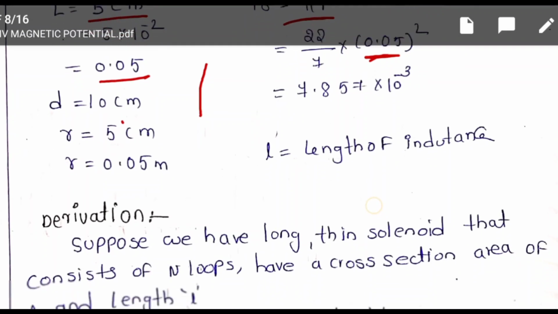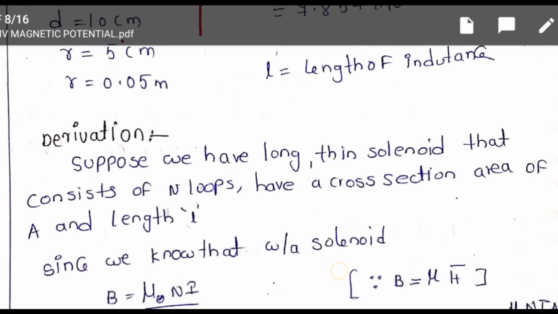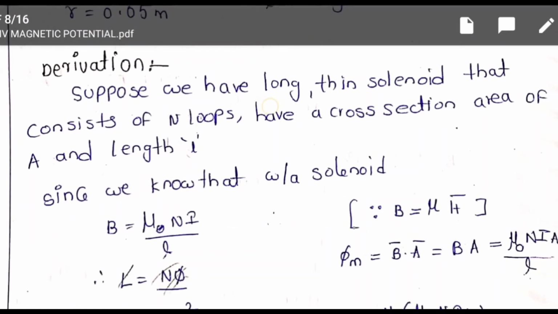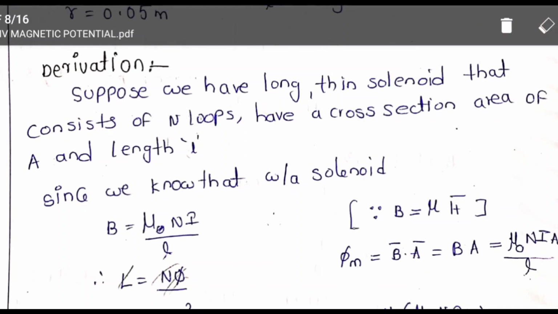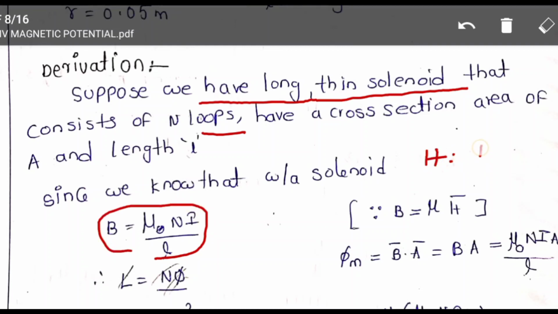Therefore L equal to, suppose we have the length of the solenoid. This problem we are going to do with the derivation. Suppose we have a long solenoid consisting of n loops, then b equal to mu naught ni by l. Already we know that h equal to ni by l, that is the solenoid formula. If you want b, you can substitute here, h equal to ni by l, mu naught into h, it is mu naught ni by l.